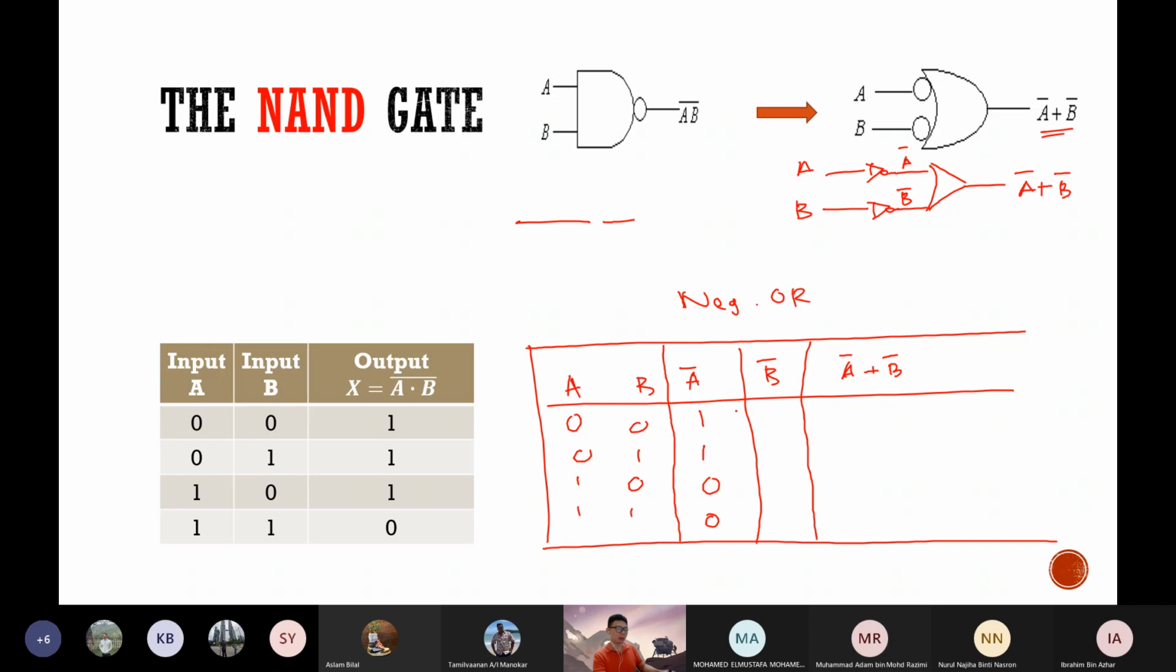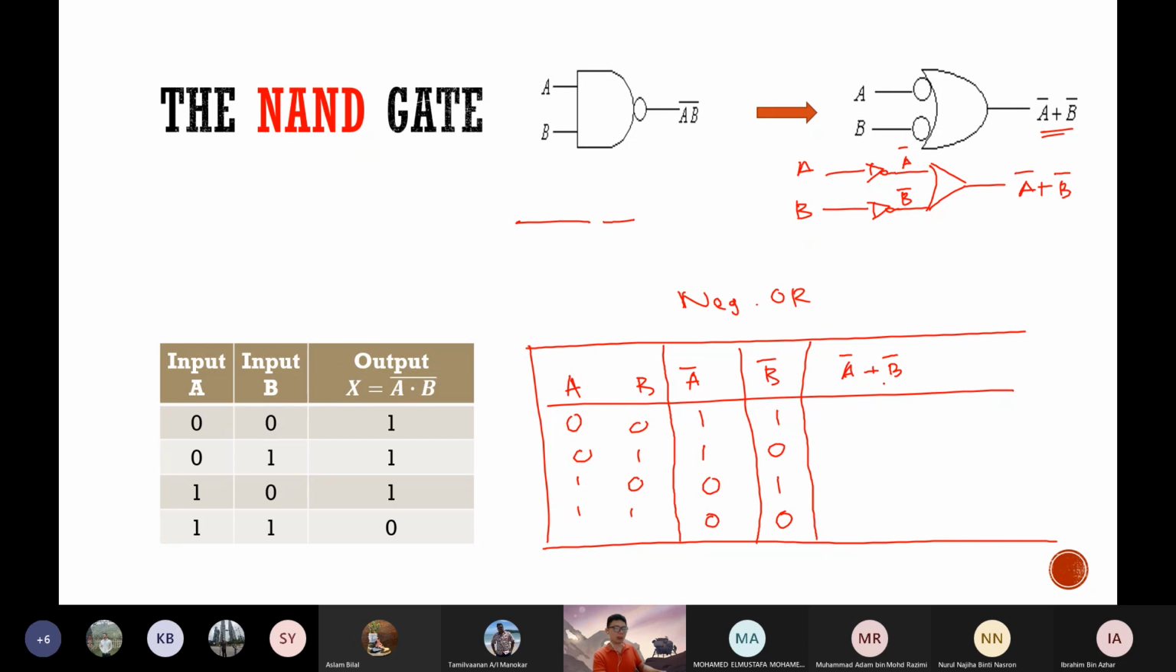Okay, so A is 0, over here it becomes 1. A is 0, over here it becomes 1. A is 1, over here it becomes 0. A is 1, and over here it becomes 0. Okay, I'm going to do the same for B. So 0, 1, 0, 1. So it becomes here 1, 0, 1, 0.